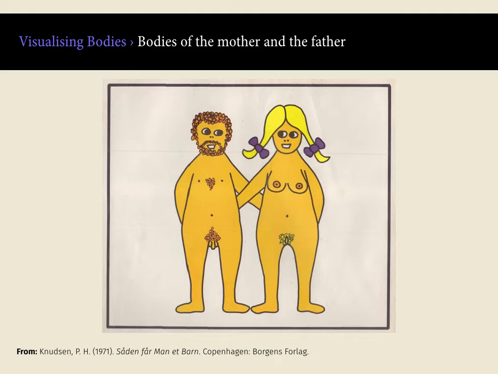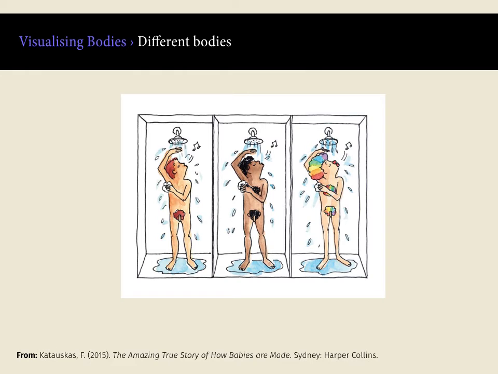In Knudsen's 1971 book, bodies are portrayed simply. We see the body of the mother and the father, and then we see the mother's body changing during pregnancy. The body of the mother and father are essentially the same, apart from different hair, different genitalia, and breasts. In Katauskas's book, she has fun with showing the changes in bodies during puberty and how men and women are different. In this illustration, for example, the clown has clown pubes. Her book is full of little moments like that of humour which diffuse some of the seriousness associated with quite complex subject matter.